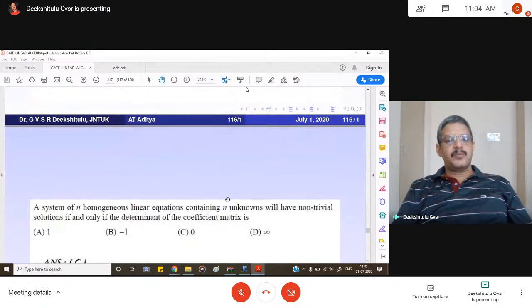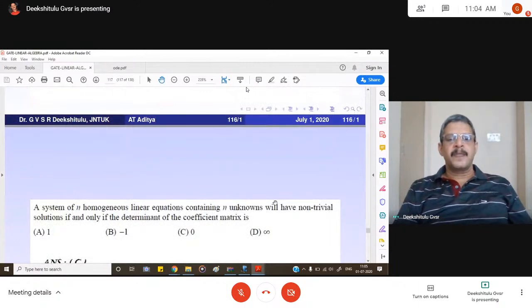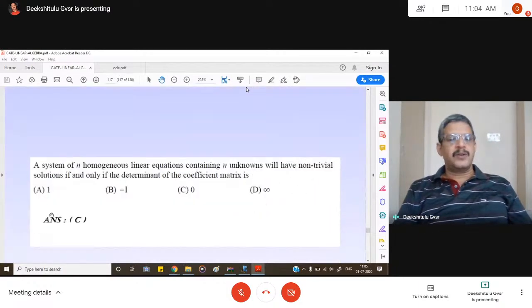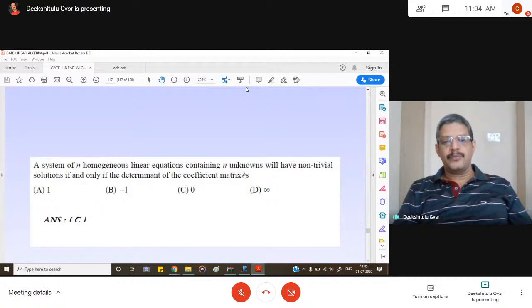A system of n homogeneous linear equations containing n unknowns will have a non-trivial solution if and only if the determinant of the coefficient matrix is 0. Consider Ax equal to 0. When the determinant of A is not equal to 0, x always has only the trivial solution. So for a non-trivial solution, the determinant of A must be 0.